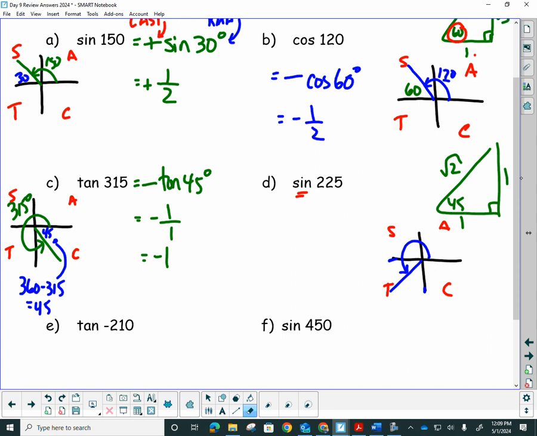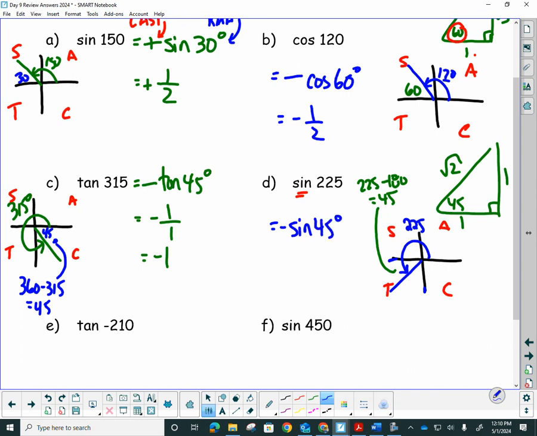I'm doing this one in blue. So the related acute angle, well, if the whole thing is 225, this one must be 225 minus 180, because I've gone past 180. And I've gone 45 past it. So although I don't have a special triangle for 225, I know it's going to be the same as the negative answer for sine 45.